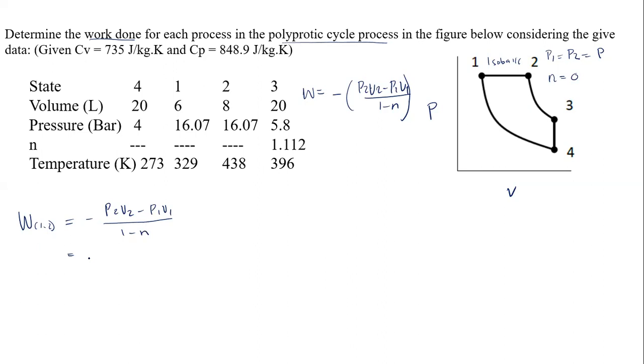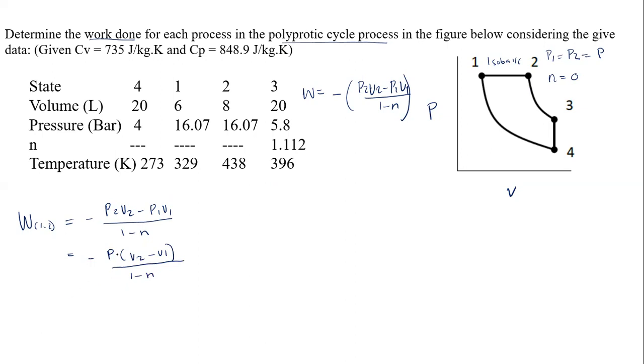Now, in this case, remember, I'm going to factor out my pressure because it is the same, and I'm going to call both of them P. So I'm taking my P outside of the bracket, then there I'm going to have V2 minus V1, close my bracket, divided by 1 subtract n.